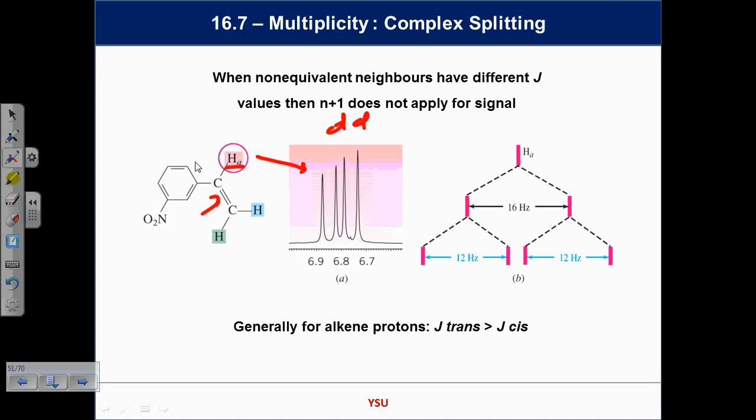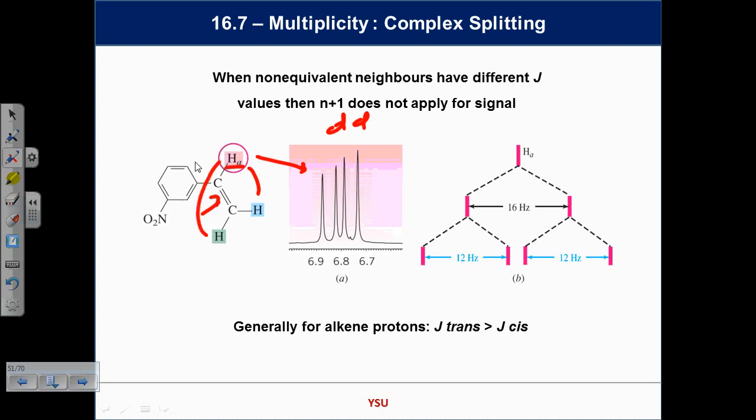Where it comes from is fairly simple. You have 2 different splittings. HA is splitting with the cis hydrogen and in a different sense with the trans hydrogen. Why doesn't it show up as N+1? Because the coupling constants are different. If the coupling constants were the same, maybe you'd see a triplet, but they're not, they're different. So in this example now, we'll see a doublet for this interaction, cis, and we say that's about 12 Hertz, and we'll see a doublet for this interaction, and that will be about 16 Hertz.